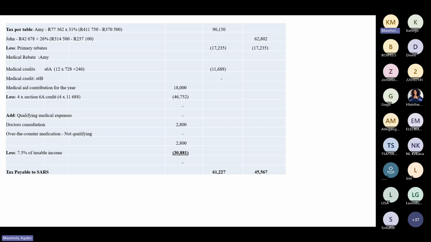They are both less than 65 years of age, of which they are entitled to primary rebates. Yes. Then look at this. Only Amy, who contributed to the medical, who belongs to the medical aid. That's why we look at this. 728 plus 246, 11,668. How did we get to 246? How did we get that? Let's go to Amy and see.